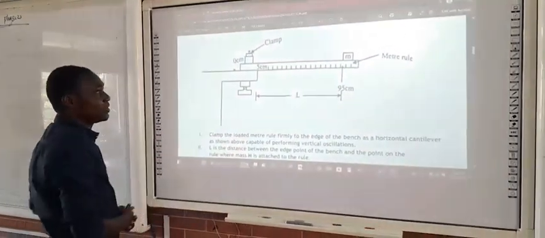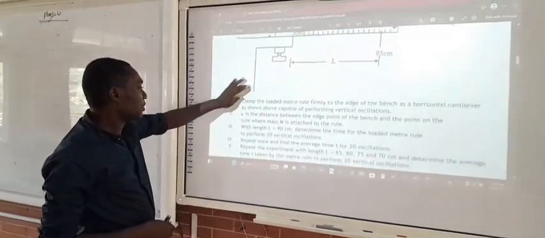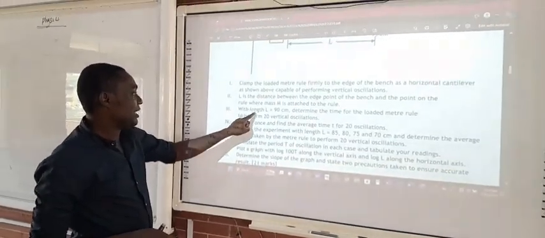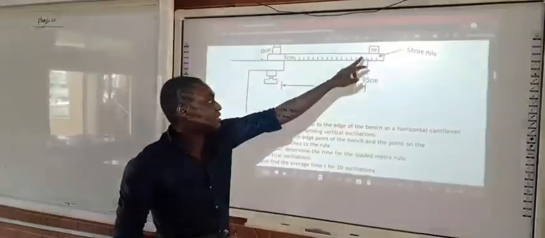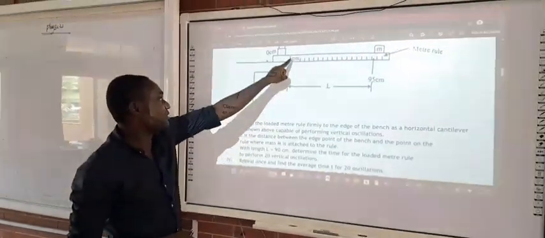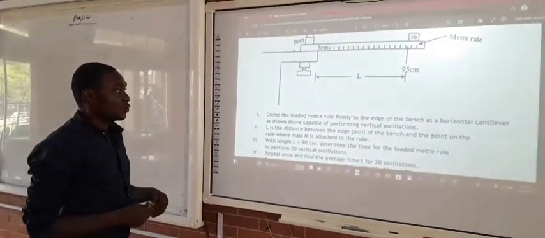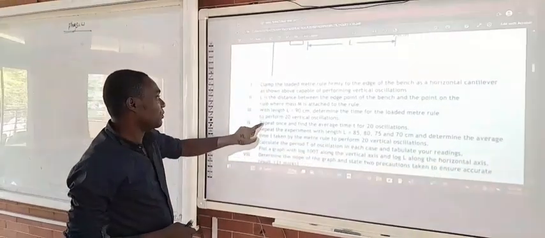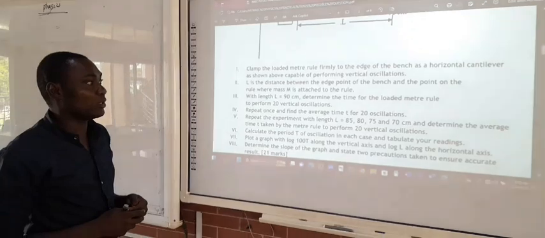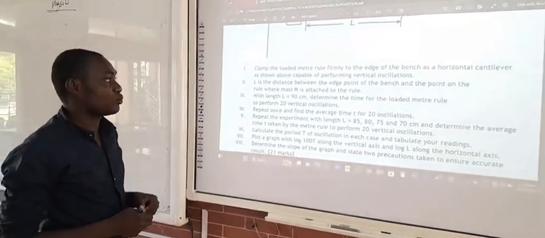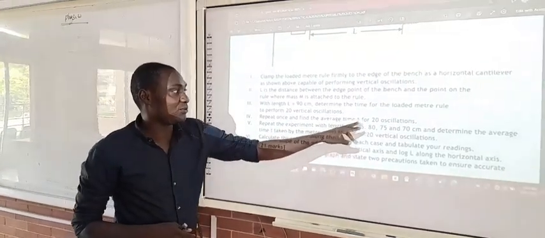So I think we are going to be taking those measurements as the video goes on. So with length L equals 90 cm. So if L is 90 cm, it means that we are going to place this at the 95 cm or this at the 5 cm. So you see the difference between 95 and 5 is 90. So from here I can start to draw my table because I know that I'm going to get L equals 90 cm. Determine the time for the loaded meter rule to perform 20 oscillations. Repeat once and find the average time T for 20 oscillations.